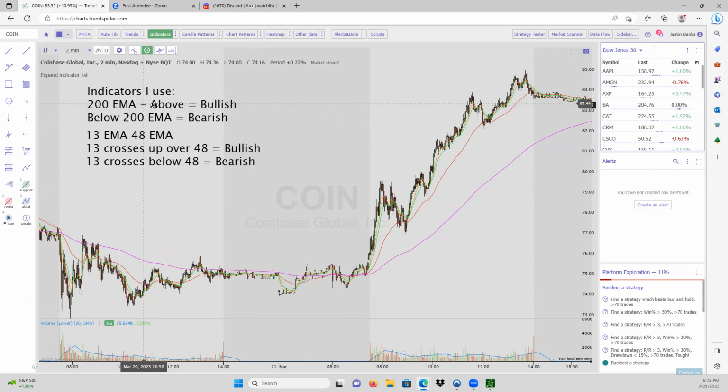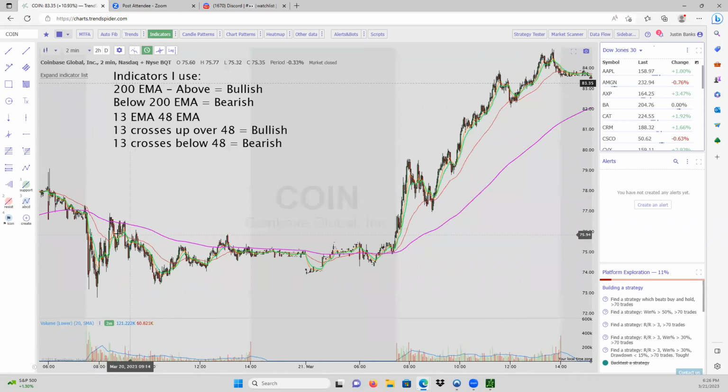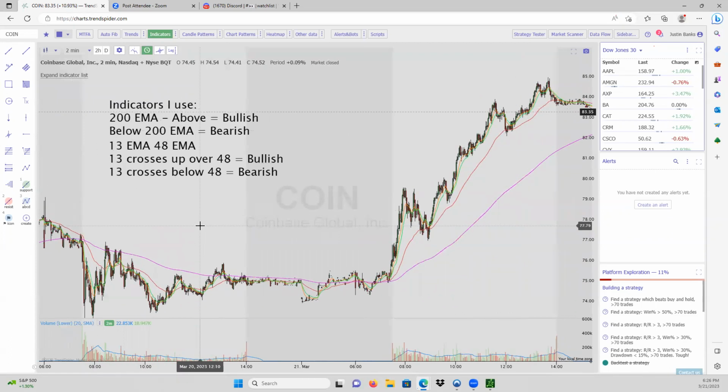If we're above the 200 EMA, that's going to equal bullish. If we are below the 200 EMA, that's going to equal bearish on the day. So I use my 200, which you could see purple trend right here, as my trend indicator, my long-term trend, right? If we're above it, it's going to equal bullish. If we're below it, as you guys can see, on this day, we were below it, right? Bearish. The next one is the 13 EMA and the 48 EMA.